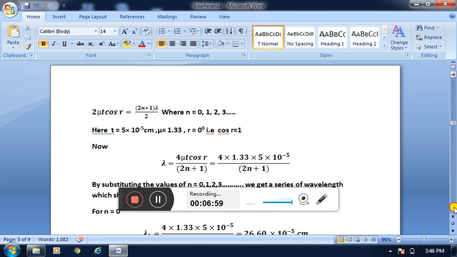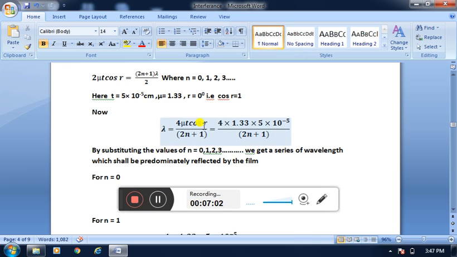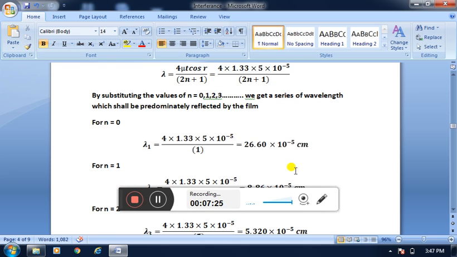Dear student, lambda is equal to 4 mu t cos r upon (2n plus 1). Here mu is given as 1.33, t is the thickness 5 into 10 to the power minus 5, cos r is cos 0, which is 1. When we substitute n equal to 0, we get 26.6 into 10 to the power minus 5 centimeter. This wavelength does not occur strongly in visible light.